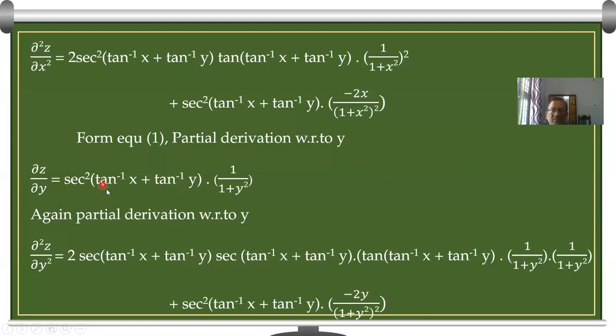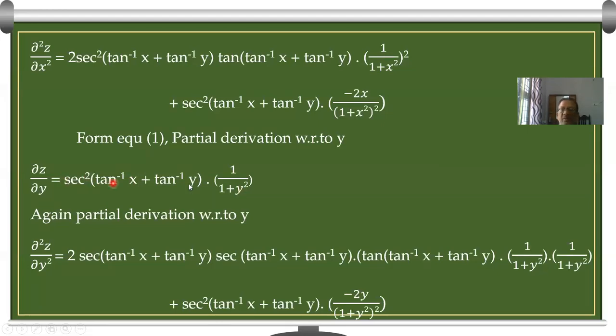In the inner function, we have two terms, one is x, one is y. X derivation is 0. Y derivation is 1 by 1 plus y square. Okay. Next, again I am operating partial derivation with respect to y. Dou squared z by dou y square. First power derivation.